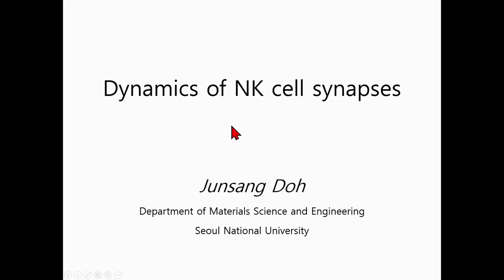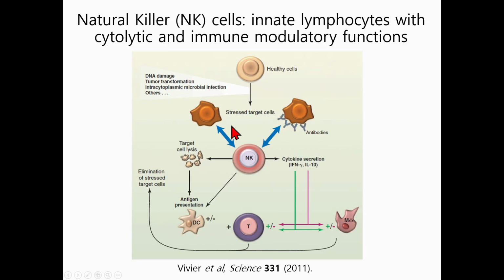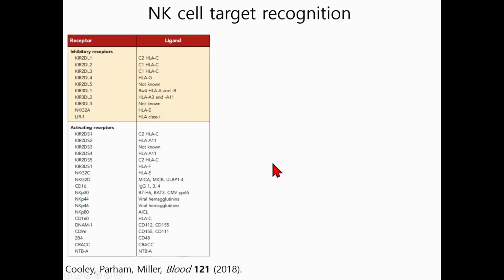As you all know, NK cells are cytotoxic innate lymphoid cells responsible for the elimination of infected or transformed cells by direct killing. At the same time, they produce a lot of cytokines for modulation. They express panels of receptors, so their target recognition is extremely complicated. They express panels of inhibitory receptors and also a lot of activating receptors. And people claim that they somehow integrate these receptors to make their decision.